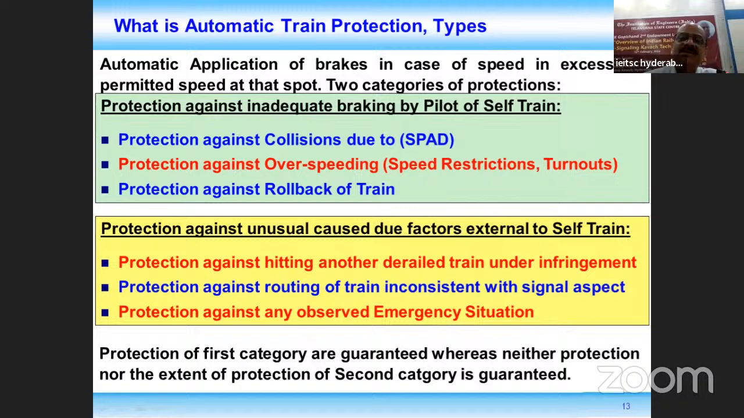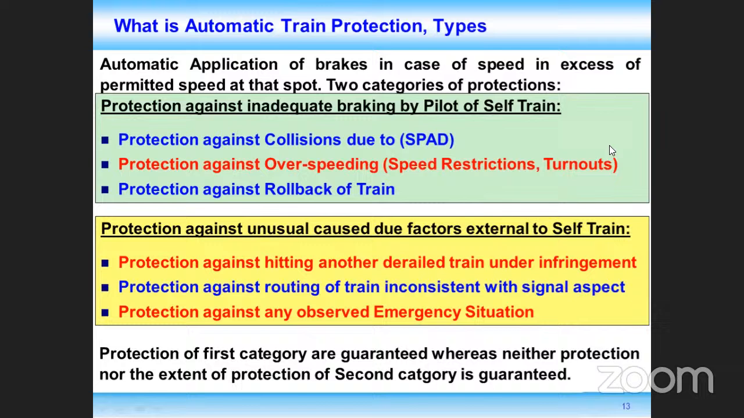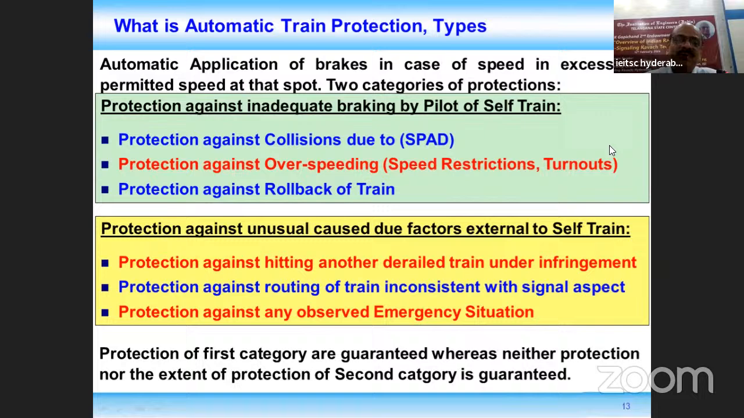Now, there are other kinds of protections also, which you can see as bonus protections. Suppose it is a double line, two trains are running, and one train has derailed, and another train is yet to approach that particular spot. Then this system has the capability to generate an SOS message, which can be received by the other train approaching on the adjacent track. This kind of protection is against unusual events caused by factors external to the own train, so these are not guaranteed, but they are, of course, bonus protections. Mostly we are facing problems with signals passed at danger, etc. So those will all be covered. Next slide, please.